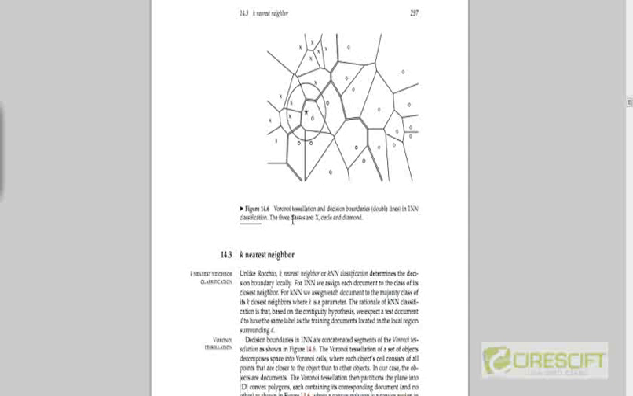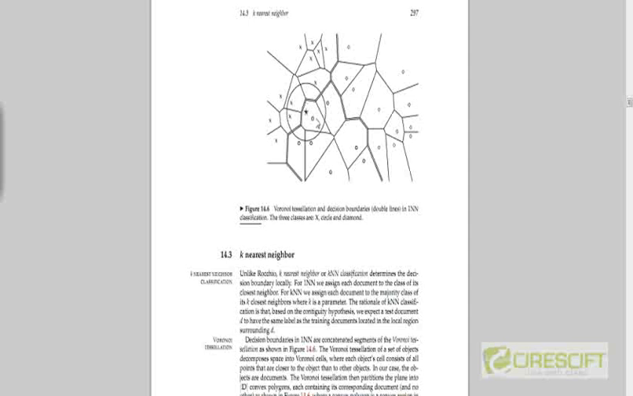So this kind of diagram is called a Voronoi diagram, where the entire vector space is partitioned into a set of convex polyhedra. The test document will fall into the cell of some training document, and that will determine which class it falls into.